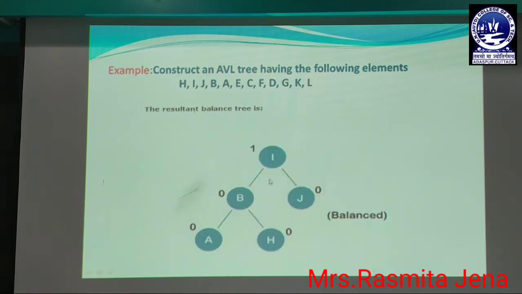This is our tree after performing LL rotation. So B becomes the root node, H will be the right node of the node B, and A is the left node as usual.